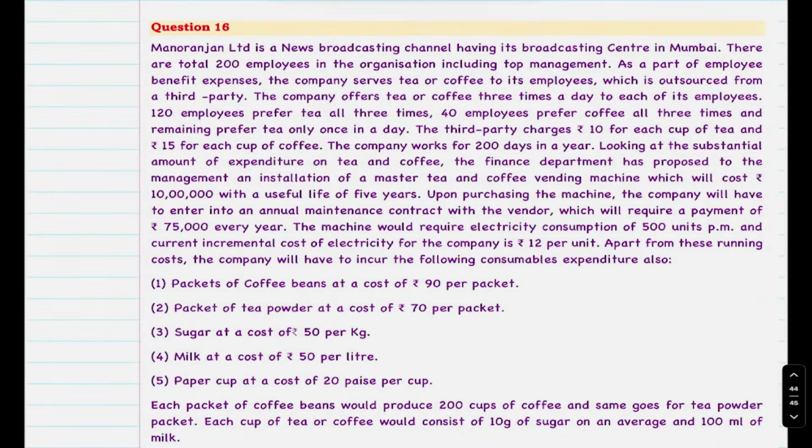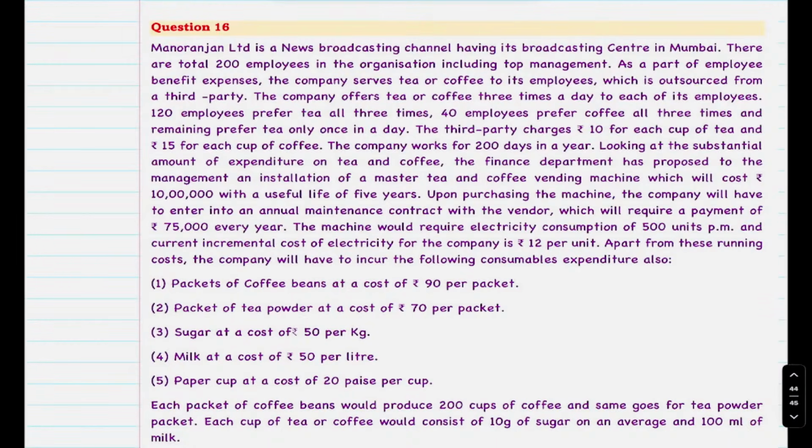See, only one thing here. First, as of now, door closed. So, as of now, how many employees are there in the organization? See there. How many are there? 200. In this situation, the company is having a vending machine or outsourcing the coffee and tea. Outsourcing. When they outsource, how much do they charge for one tea cup? 10. How much do they charge for one coffee? 50. And the company works how many days in a year?